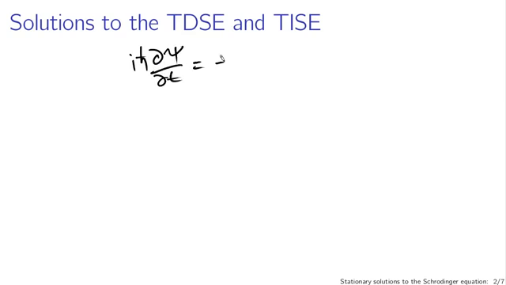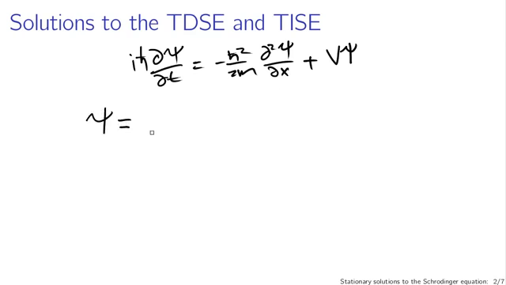to time is equal to minus h bar squared over 2m second partial derivative of psi with respect to position plus V times psi, where this is essentially the kinetic energy and this is the potential energy as part of the Hamiltonian operator. We were able to make some progress towards solving this equation by writing psi, which is in principle a function of position and time, as some function of position multiplied by some function of time.